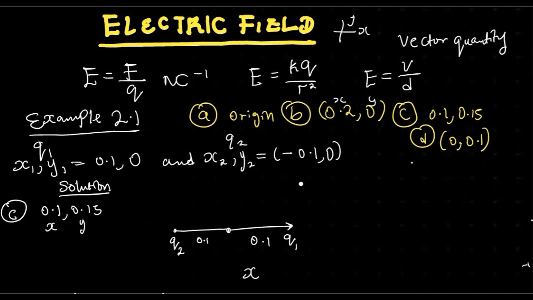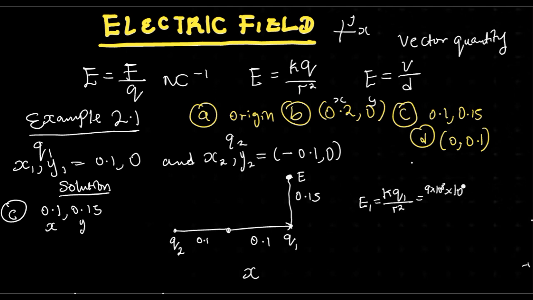Then for the y-axis is 0.15. So from this place, we draw our 0.15. So this point is where we'll calculate our electric field intensity. Are we clear now? All right, so how do we calculate our electric field intensity? We calculate E1, then we calculate E2, and we vector sum them together. So what's our E1? Our E1 is given by KQ1 over r squared. What is our K? 9 times 10 raised to the power 9. What's our Q1?